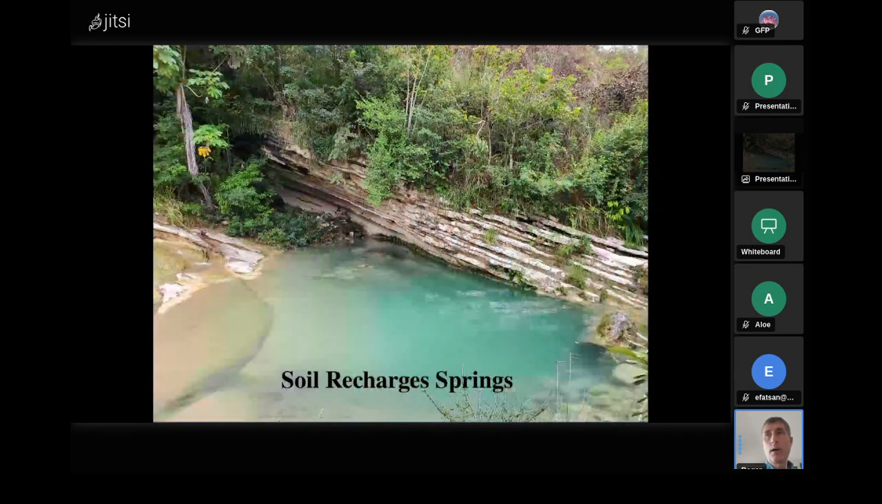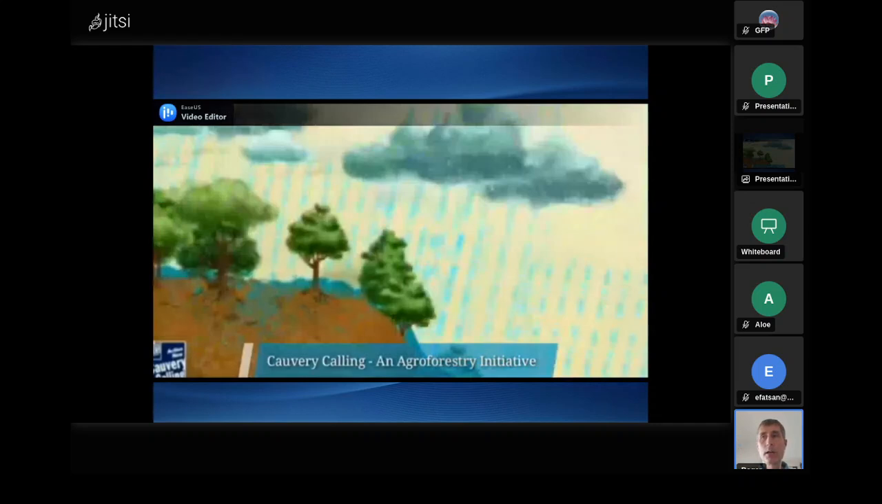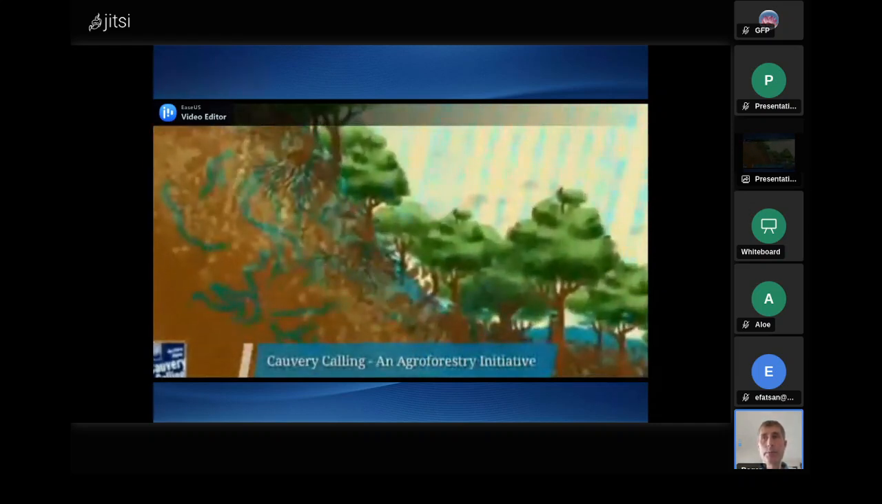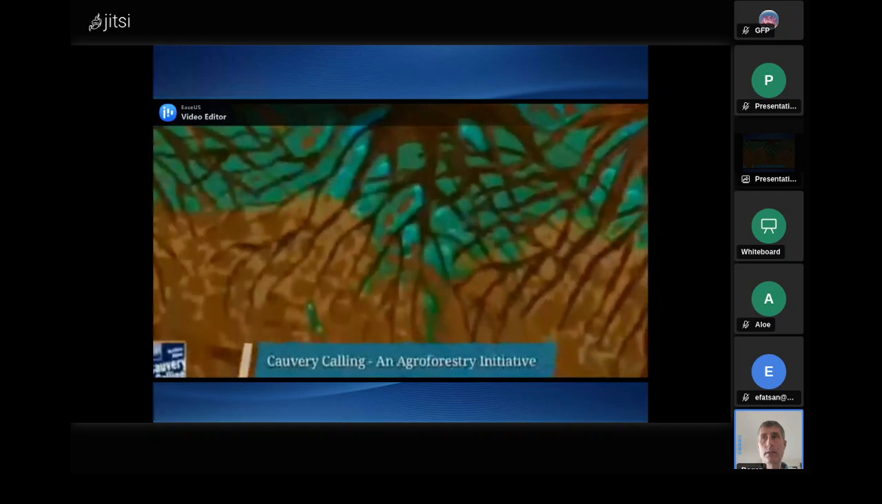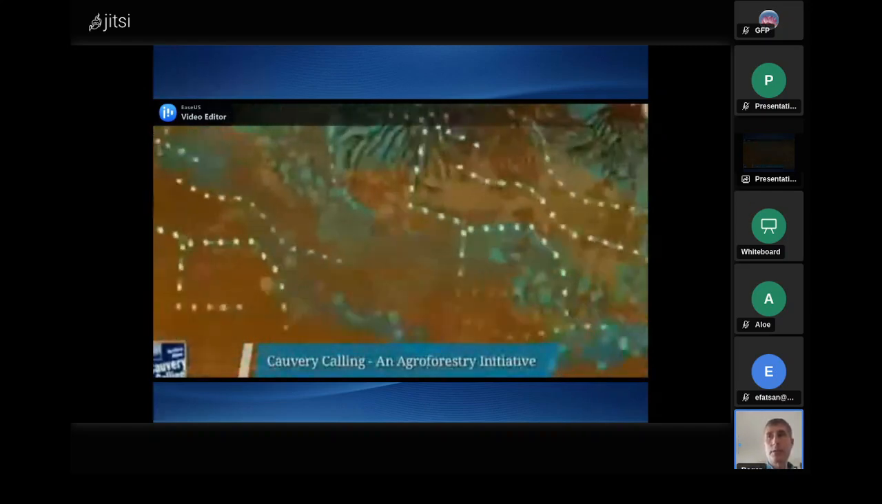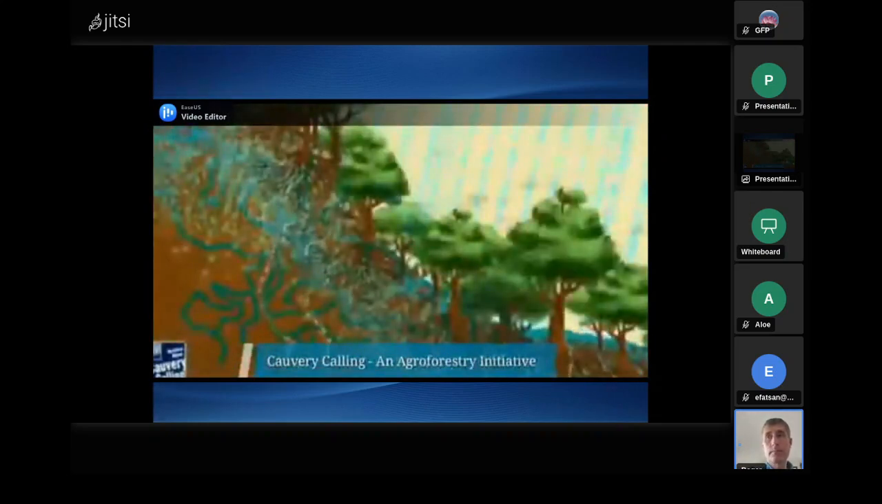And soil water absorption is key for clean water. It's, of course, how we fill the water table below the ground, which then comes up with clean, charged water. And this slide, thanks to Calvary Calling for creating this animation, I think can help people see how soil water absorption recharges springs, and it's important for human health as well as the ecosystem.